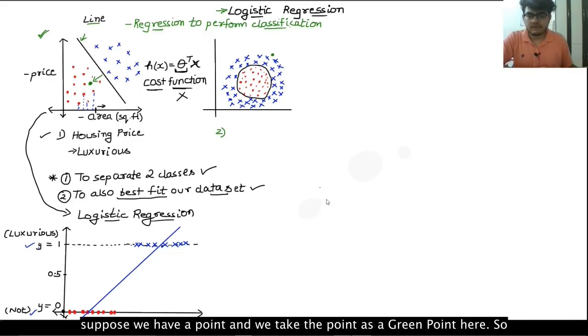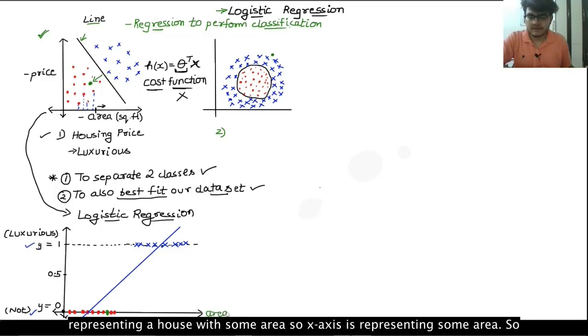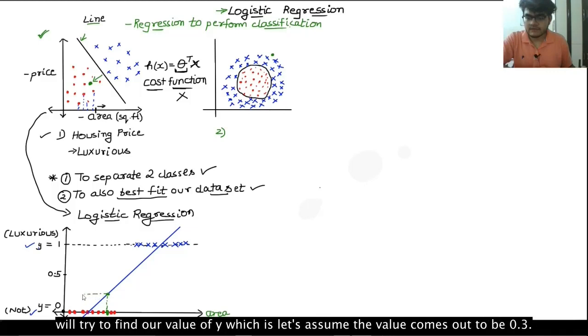So let's suppose we have a point and we take the point as a green point here. Similarly, this green point is plotted here. This point is representing a house with some area, so the x-axis is representing some area. What we try to do is project it on this line, and corresponding to this we will try to find our value of y, which, let's assume, comes out to be 0.3.